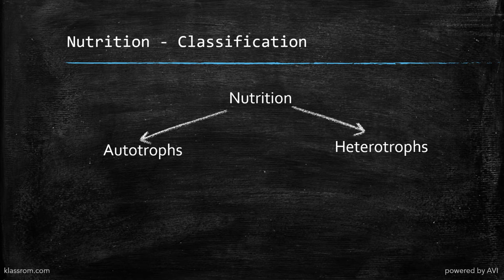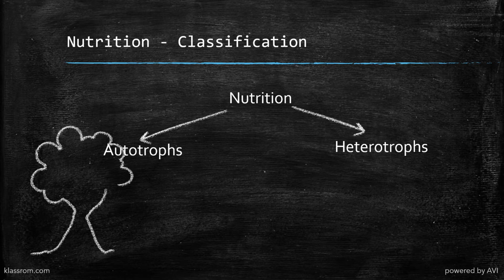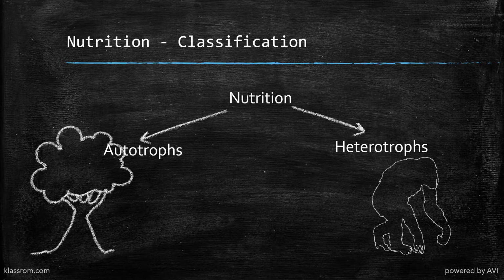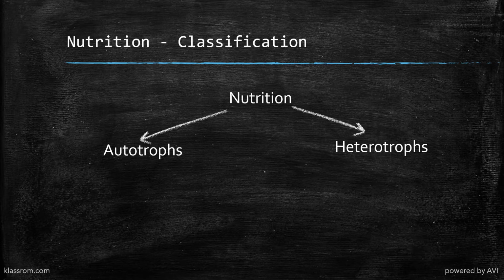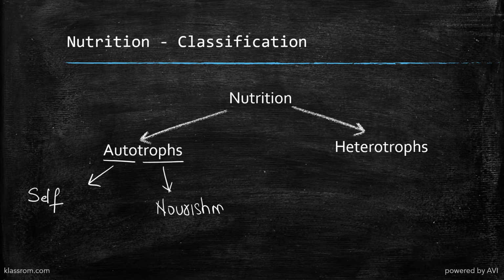First, what are autotrophs? Autotrophs are organisms which can synthesize their own food, such as plants. Heterotrophs are organisms that depend on autotrophs or other organisms for their food. Autotrophs and heterotrophs are derived names. Auto means self. Trophos means nourishment. And hetero means others.